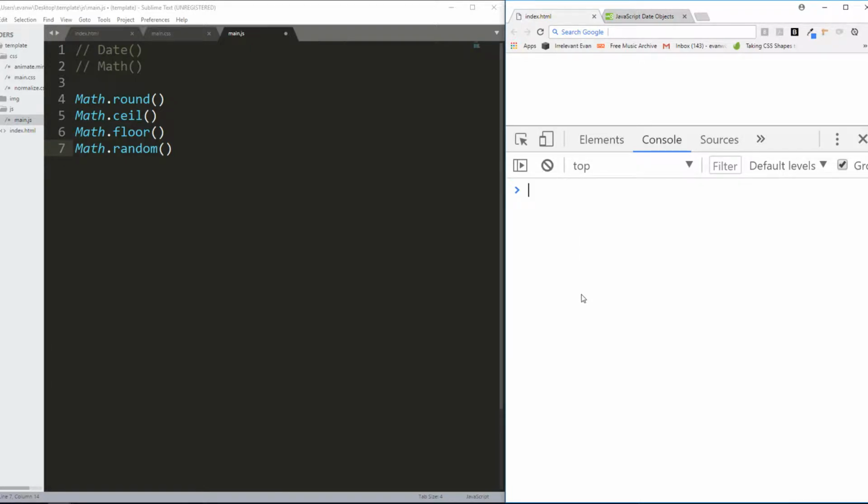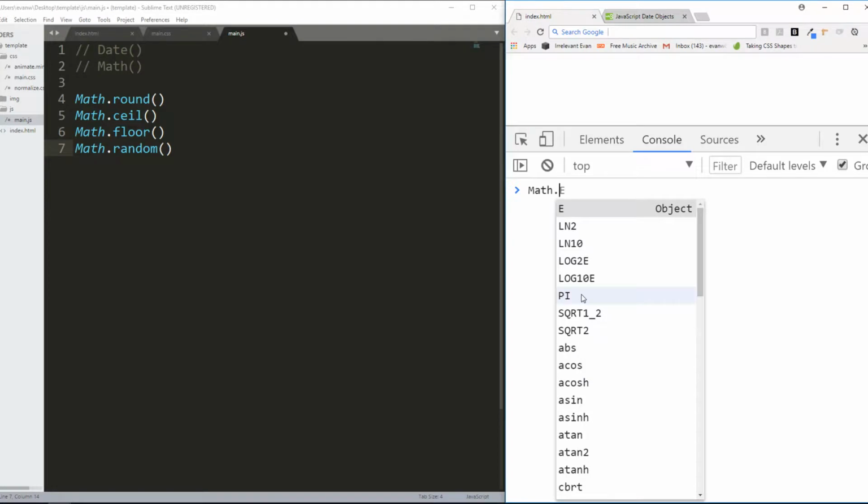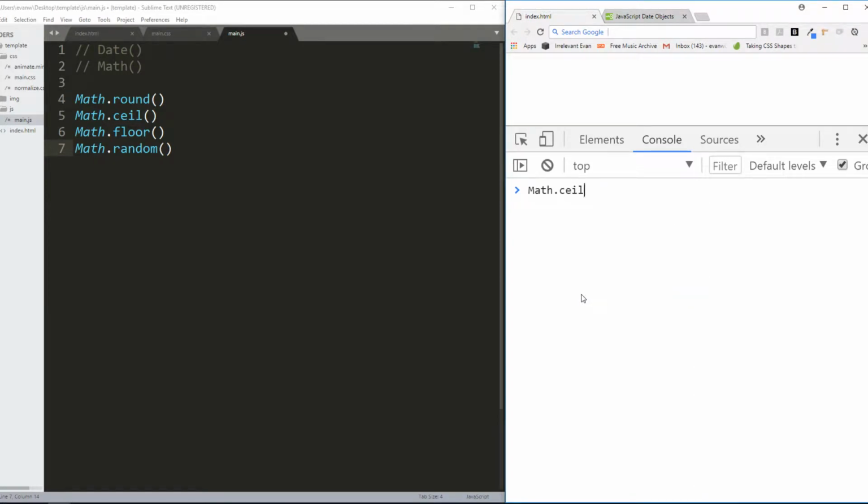Okay. Next we have Math.ceil, short for ceiling. This also takes a number. The only difference between Math.ceil and Math.round is no matter what, Math.ceil will round up. It doesn't matter how small the value after your decimal is, Math.ceil will always round up to the next whole integer.